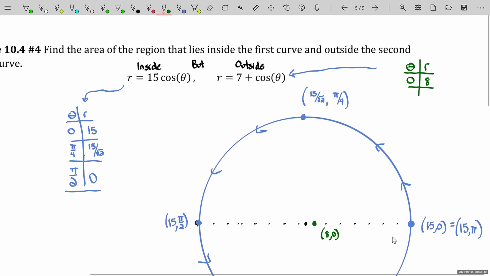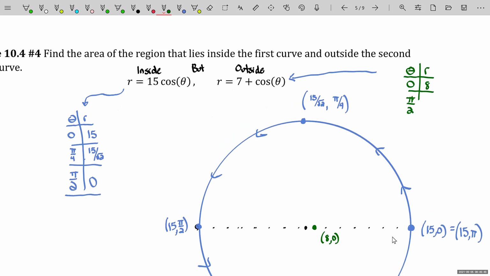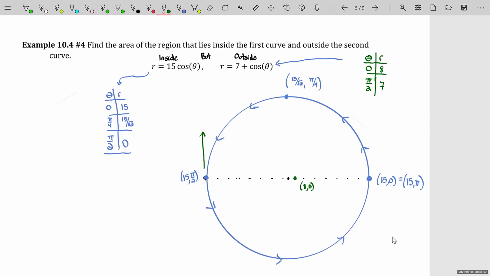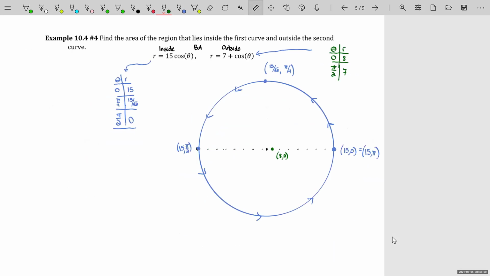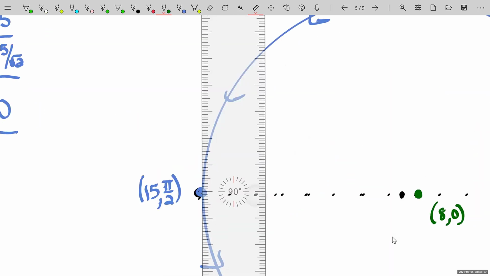When the angle is pi over 2, so I'm facing due north, cosine of pi over 2 is 0, that'd be 7. So I'm going to go up 7 units when I'm facing due north. This is a lot different from that circle, which when you were facing due north, you just dropped a rock at your feet. This one, when I face due north, I'm going to go ahead and go forward.